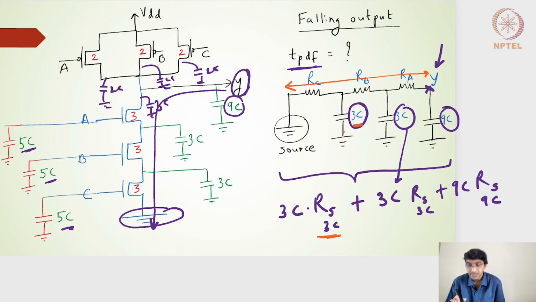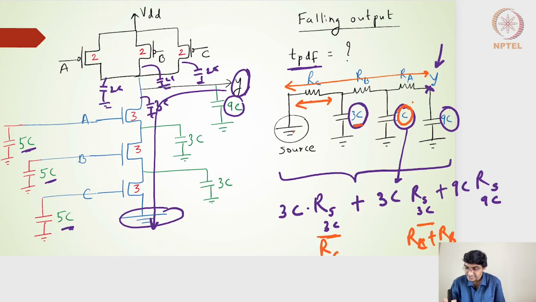So I will have this 3C. From source to this 3C capacitance, I will have only RC as a component. So the common between the two paths of resistance is nothing but RC. For the next node, I have RC plus RB plus RA as one path resistance, and from source to this particular 3C capacitance, I have now RC plus RB. So the shared resistance is now RC plus RB.